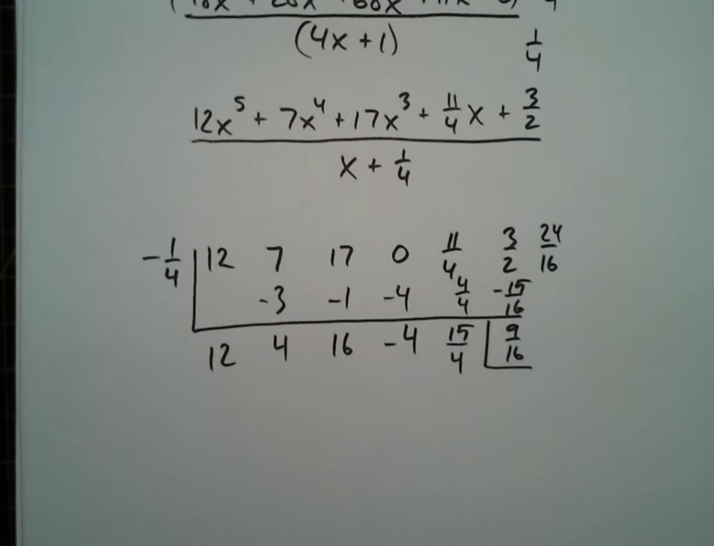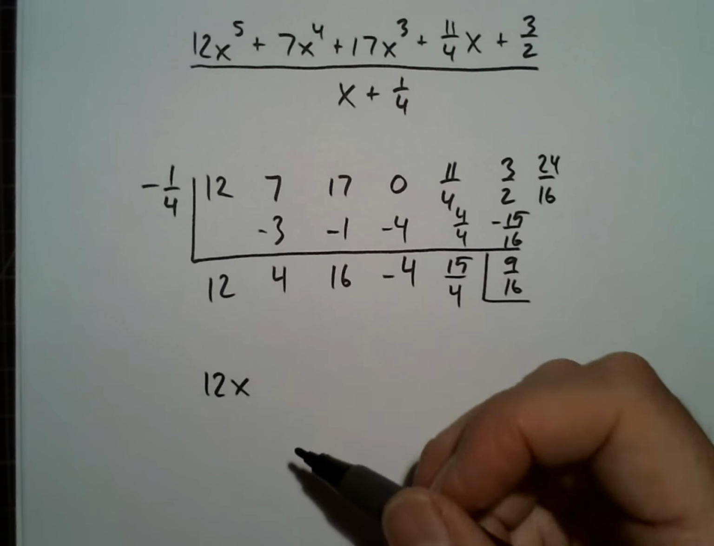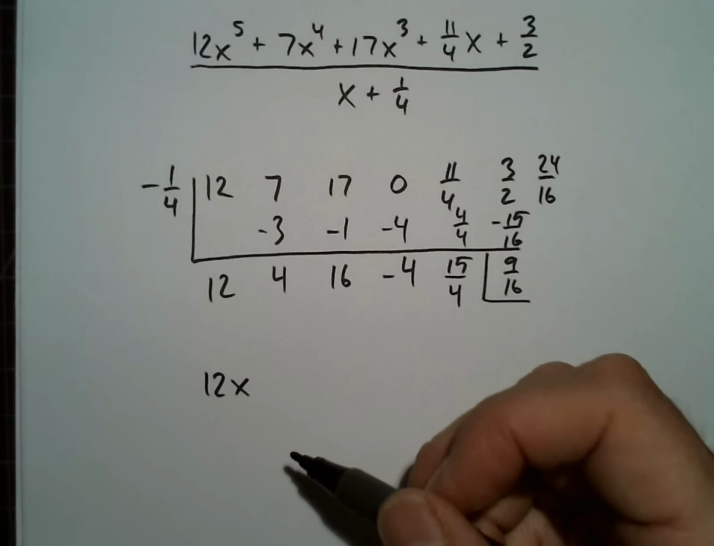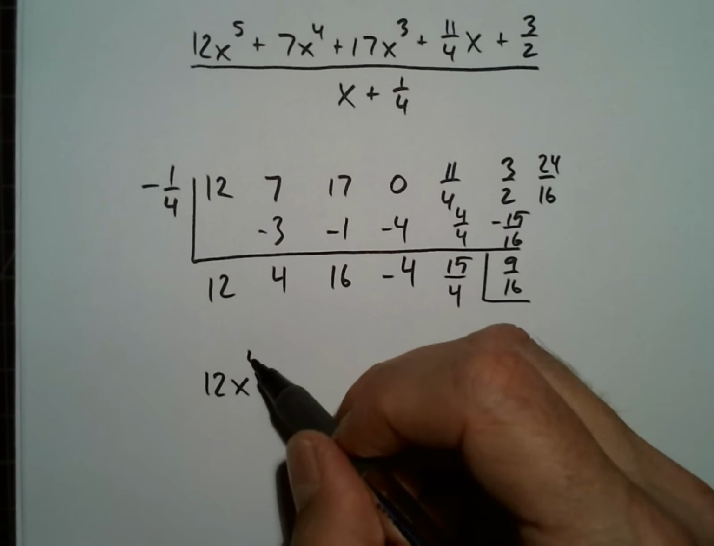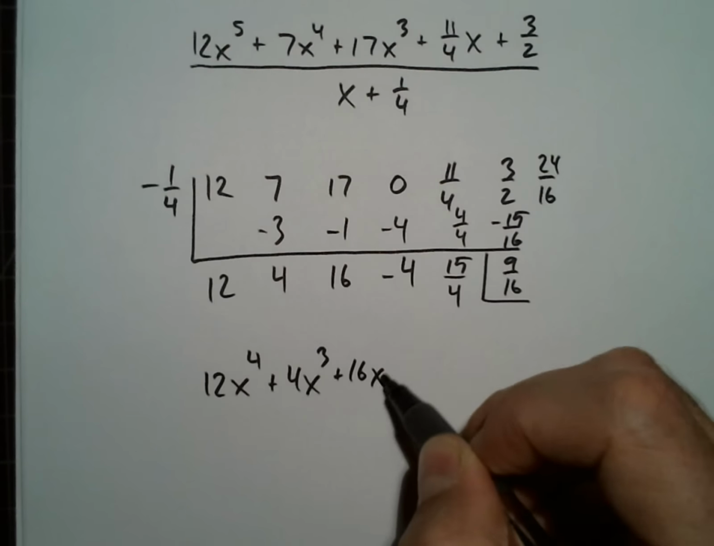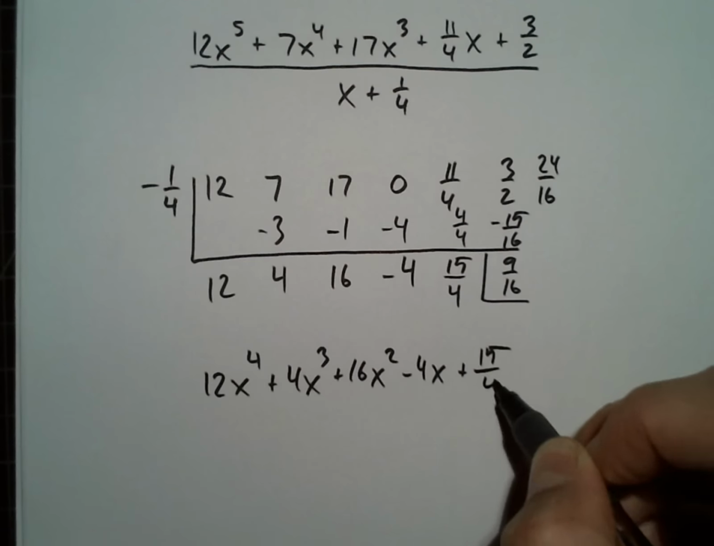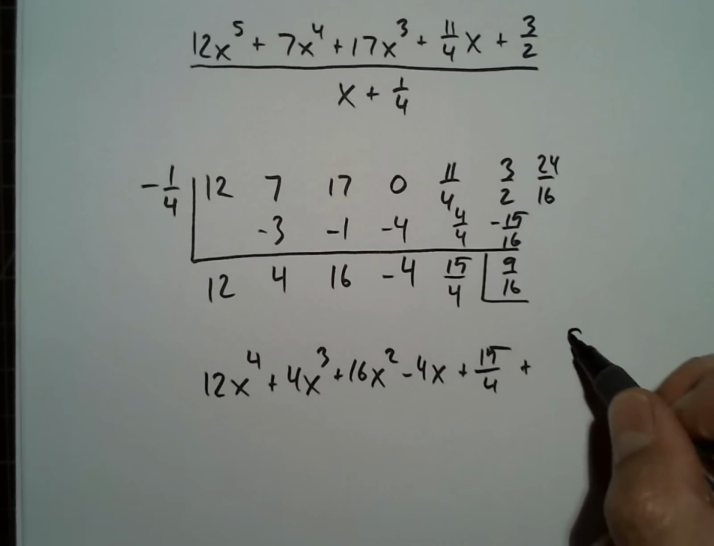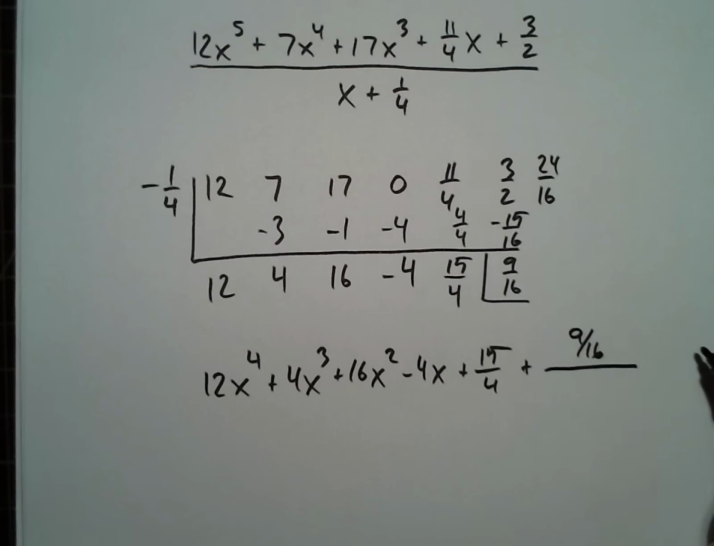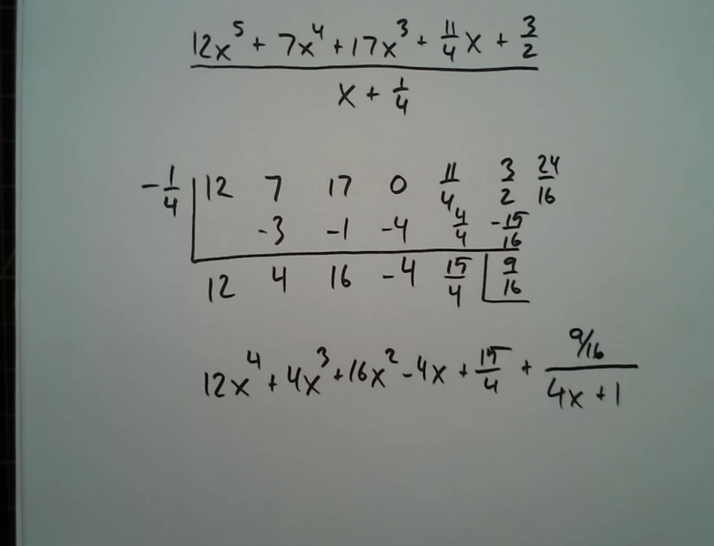And then we would write the quotient. The original degree is 5, so this will be a 4th degree. We have a remainder, and that's how we can write the remainder.